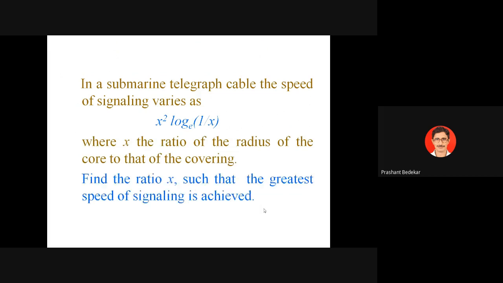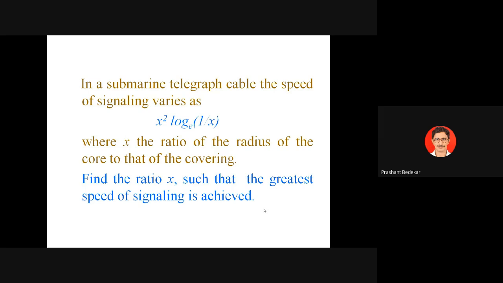Let's take this problem. It is a single variable problem. x square log to the base e 1 upon x. See how it is to be solved using fminunc. Again, keep in mind that, of course, there is no constraint. So there is no question of any inequality. It is an unconstrained optimization problem.